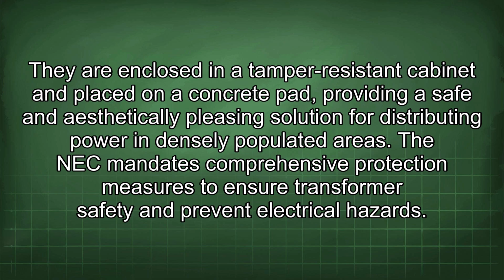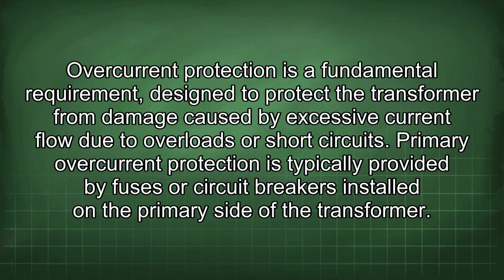The NEC mandates comprehensive protection measures to ensure transformer safety and prevent electrical hazards. Overcurrent protection is a fundamental requirement designed to protect the transformer from damage caused by excessive current flow due to overloads or short circuits. Primary overcurrent protection is typically provided by fuses or circuit breakers installed on the primary side of the transformer.